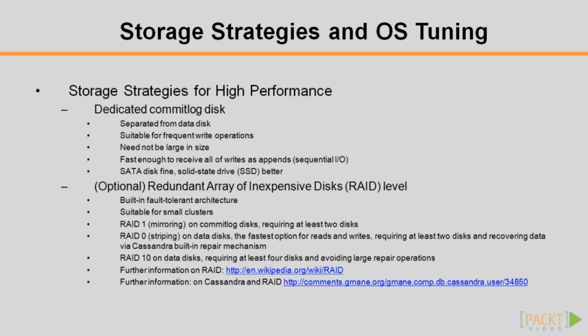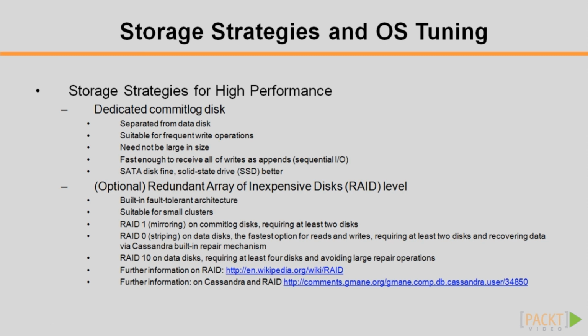Traditionally, a common design technique known as redundant array of inexpensive disks, or RAID, is used to provide fault tolerance and performance improvements on disk storage. In fact, RAID is optional, since Cassandra has a brilliant built-in fault-tolerant architecture by design. As the size of the cluster increases, the usefulness of RAID diminishes, so it's only suitable for small clusters. There are many RAID levels, but for Cassandra, the following 3 may be considered.